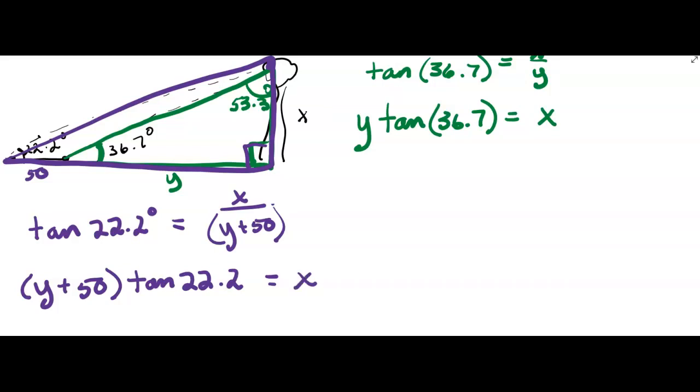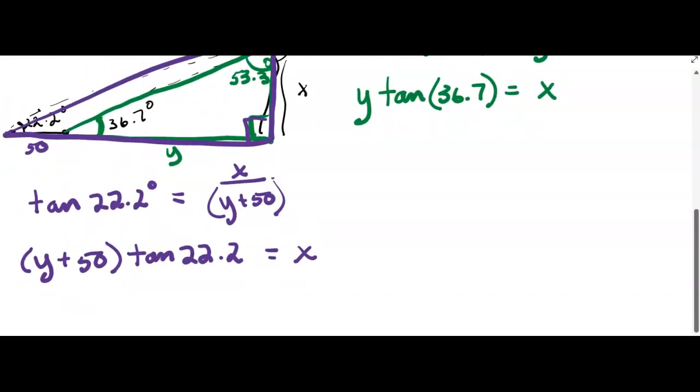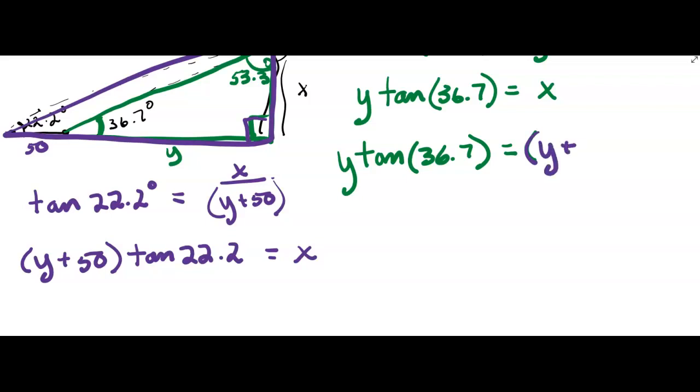Now, like I said, I'm sure there's more than one way you could do this problem. But now, because this purple equation equals x and the green one equals x, I can say this: y tangent 36.7, which is just a number, is equal to, I was going to put it in purple for you, (y plus 50) times tangent 22.2. Okay, great. So now I can solve that.